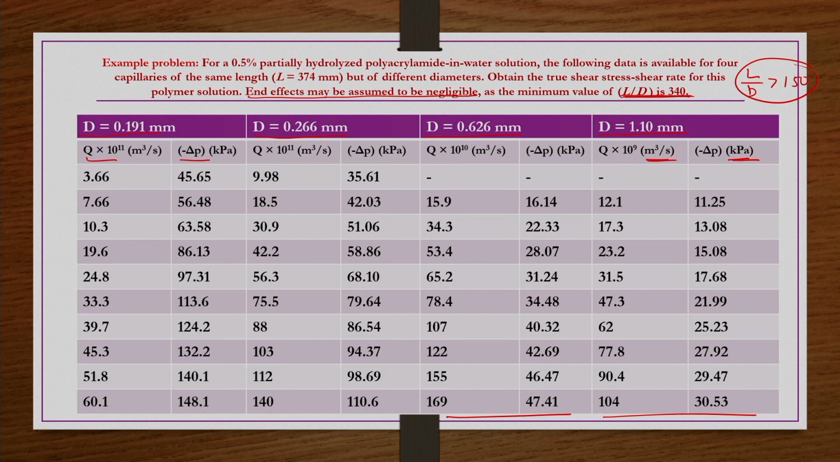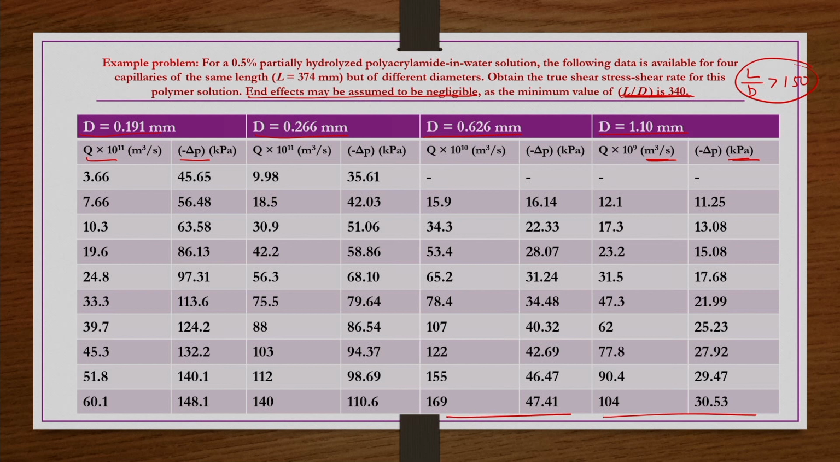right. 374 divided by 1.1, if you do that, you get approximately 340. And 374 by 0.191 mm, you may get a much higher value of L by D. So that is more than sufficient to say that the end effects are negligible. So the only other effect that we are discussing is the wall slip effect.